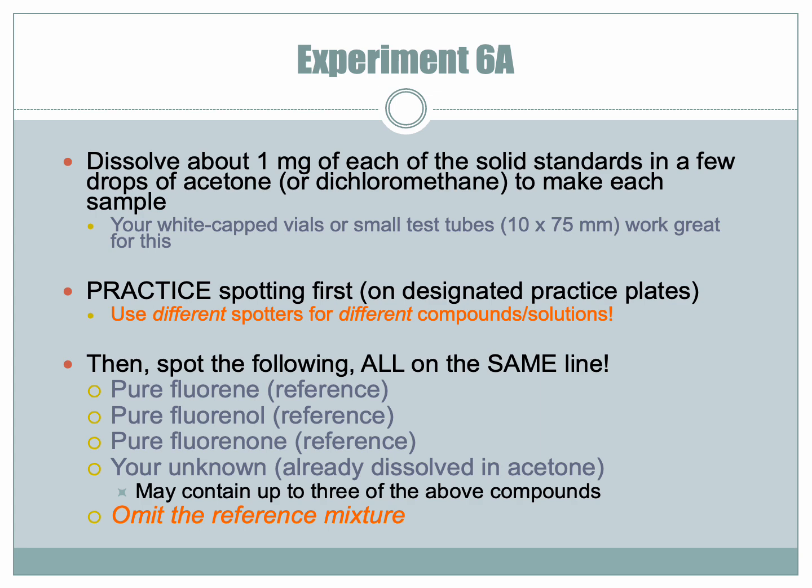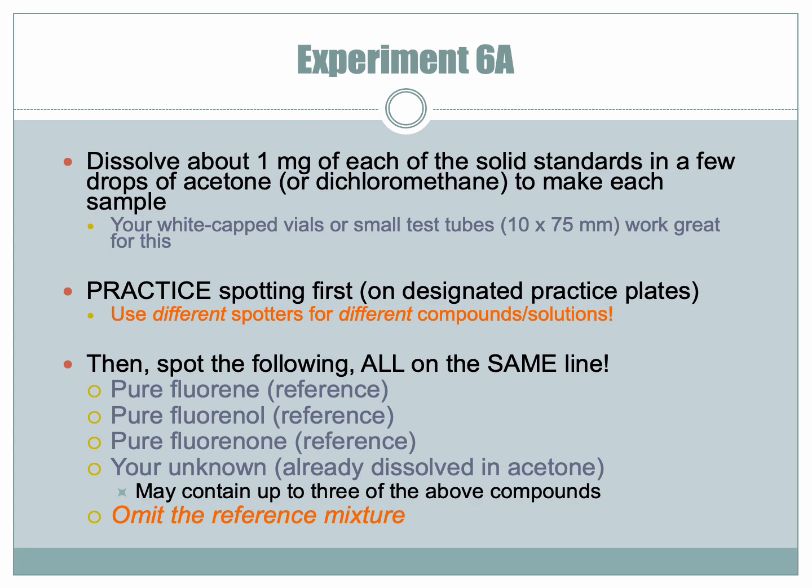already dissolved in acetone. It may contain up to 3 of the above compounds. So that means that you may have only fluorine, only fluorinol, or only fluorinone in your unknown, or you could have 2, fluorine and fluorinol, or fluorinol and fluorinone, or you could even have all 3. You might have all 3 in your unknown.